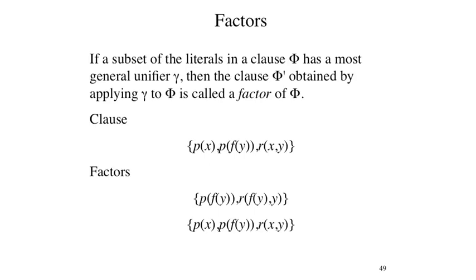If a subset of literals in a clause capital phi has a most general unifier gamma, then the clause obtained by applying gamma to phi is called a factor of phi. For example, literals p of x and p of f of y have a most general unifier x gets f of y. So the clause p of f of y, r of f of y, y is a factor of p of x, p of f of y, r of x, y.